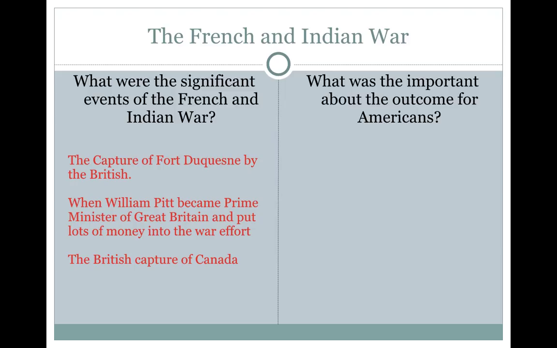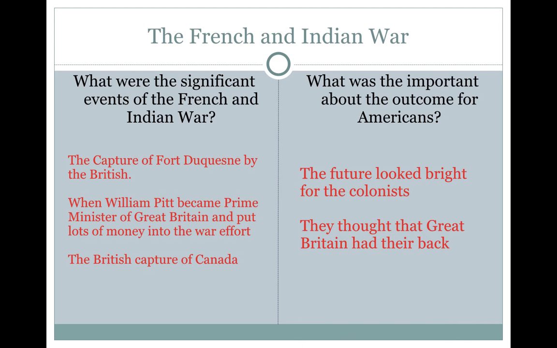When William Pitt became Prime Minister of Great Britain, he put a lot of money into the war. He felt it was very important to control as much land as possible in North America, and that includes Canada. And British ultimately captures Canada. Canada, we know, is still really part of the Commonwealth, essentially, of Great Britain today. So those are three things that we need to know about the French and Indian War. What was important about the outcome of this war? That Great Britain ultimately won.